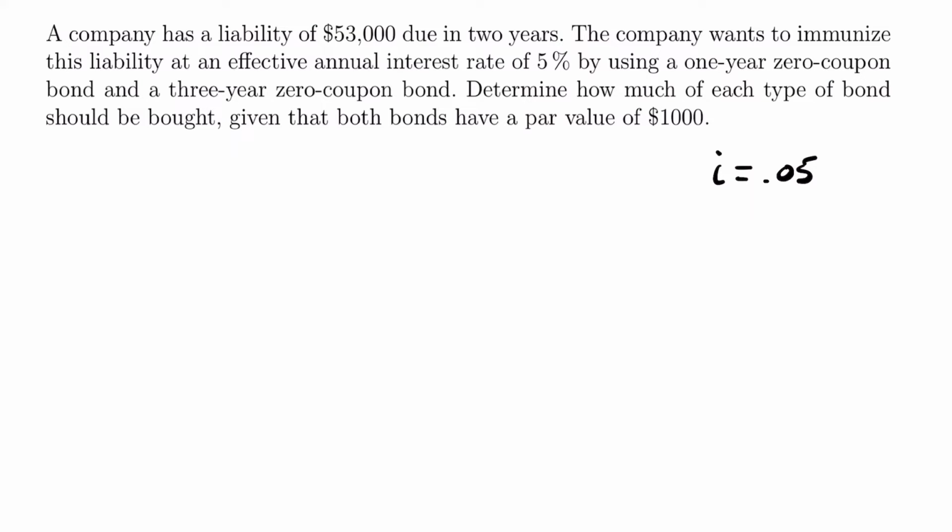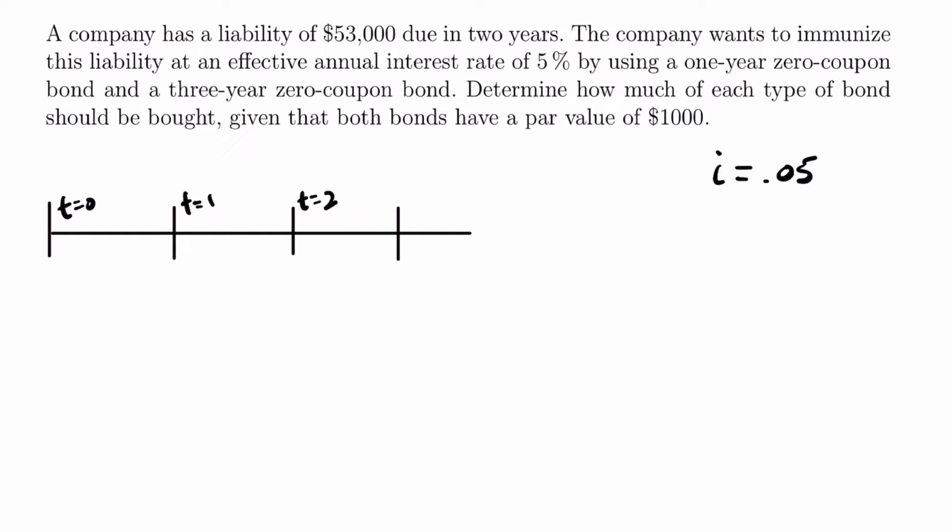So we'll start by drawing time equals 0. And then I'll draw the rest of the timeline here. Here's time equals 1, time equals 2, and time equals 3, and I'll label them. So here's t equals 0, t equals 1, t equals 2, and t equals 3. I'm going to place the assets at time t above the timeline and the liabilities at time t below the timeline. Now we only have one liability in this problem. The company has a liability of $53,000 due in 2 years, so that would be at t equals 2. So I'll write that in. We have $53,000 right there.